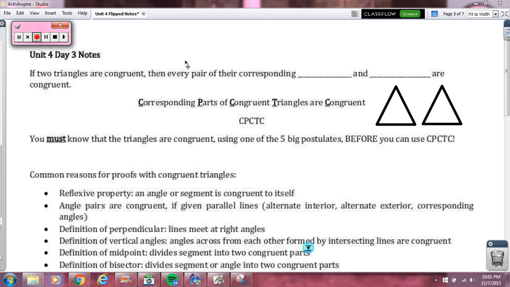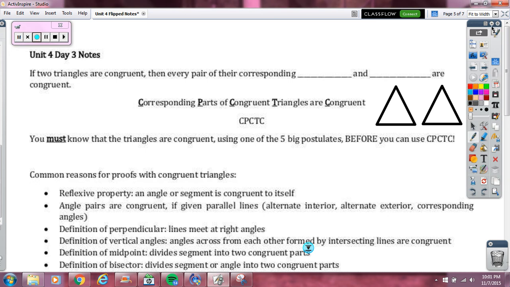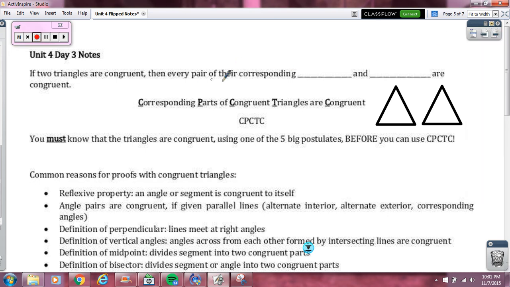Hi everyone, and welcome to our last day of Unit 4 notes about congruent triangles. If two triangles are congruent, then we know that every pair of their corresponding sides and angles are congruent. So if I told you that these two triangles right here were congruent, then you would know, for instance, that this angle and its corresponding angle have to be the same size. In geometry class, we call that CPCTC, or corresponding parts of congruent triangles are congruent.